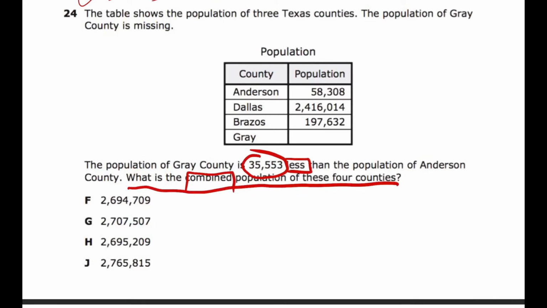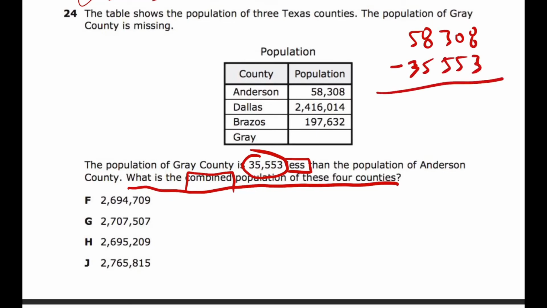What we're going to do first is find Gray. We do that by taking Anderson County, 58,308, minus 35,553. So we do that: 8 minus 3 is 5, 0, nope, can't do that. 10 minus 5 is 5, 2 minus 5, nope. 12 minus 5 is 7, 7 minus 5 is 2, 5 minus 3 is 2, so 22,755.